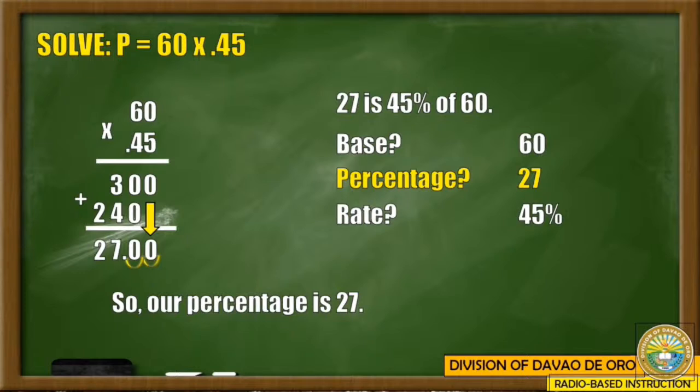And this statement is correct. Base is 60, percentage is 27, rate is 45%. Understood? Good job!